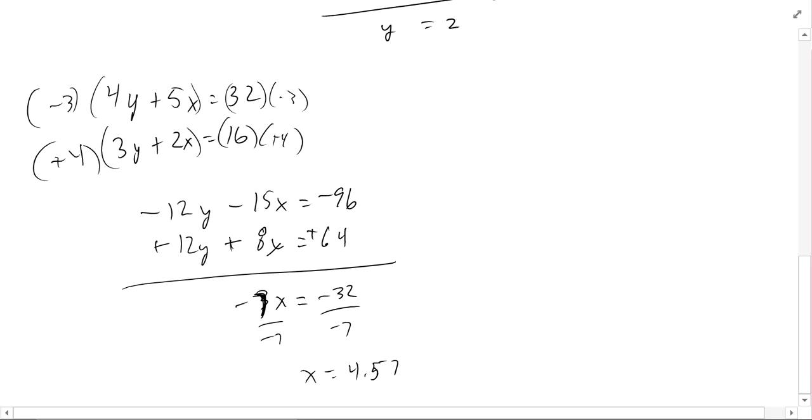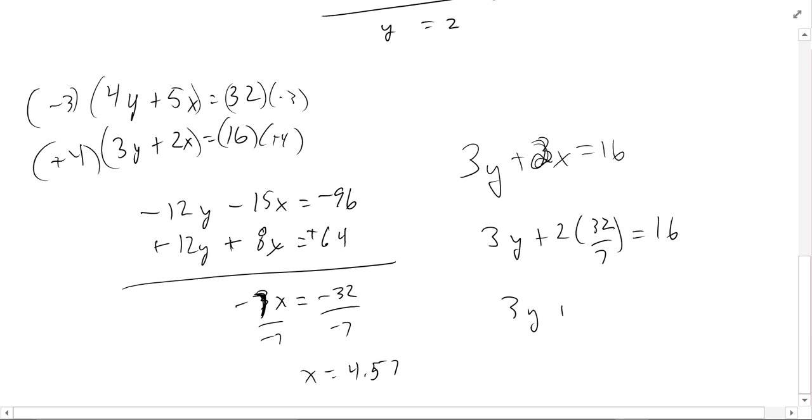So if x is 4.57, or if preferred 32 over 7 is more exact, let's go up and see what y would be. Let's take the 3y plus 2x equals 16, and we'll plug in the 32 over 7 in there. 3y plus 2 times 32 over 7 equals 16, so 3y plus 64 over 7 equals 16. If I subtract 64 over 7 from both sides, I'll get 3y equals 16 minus 64 divided by 7, which is about 6.85. And then divide that by 3, and I get 2.28.